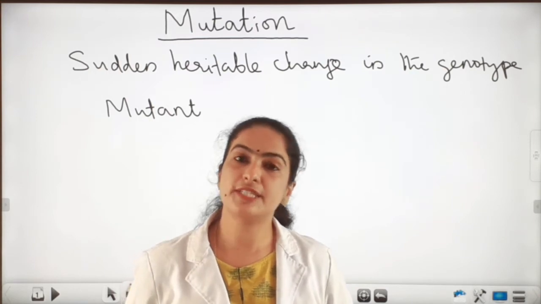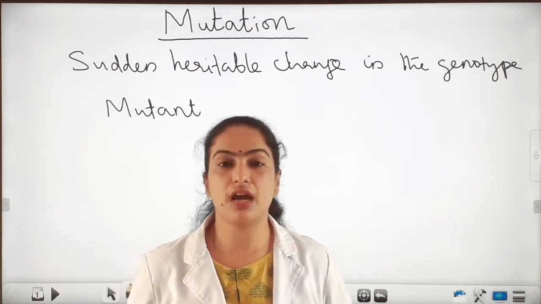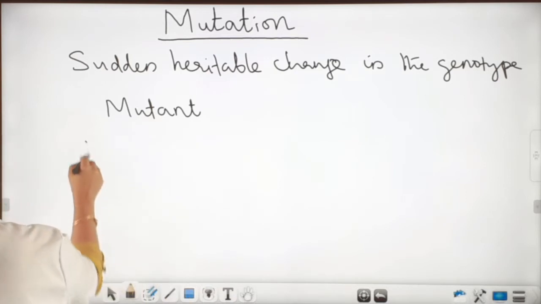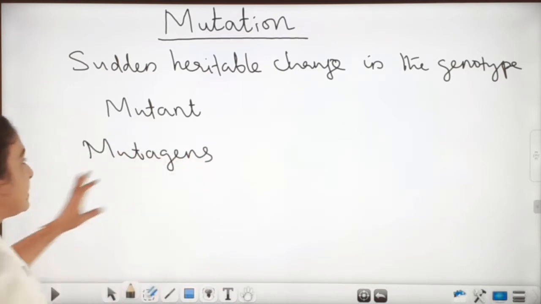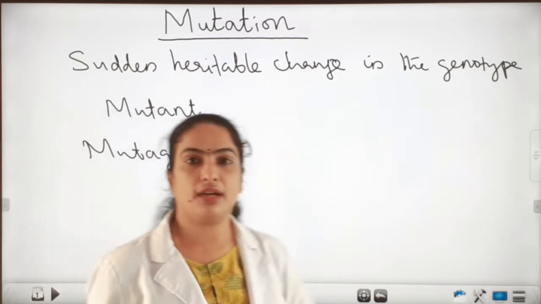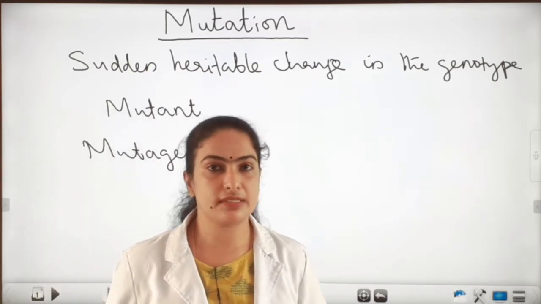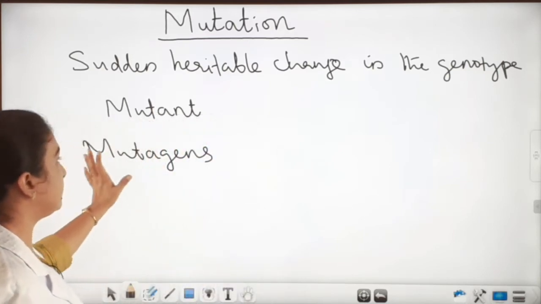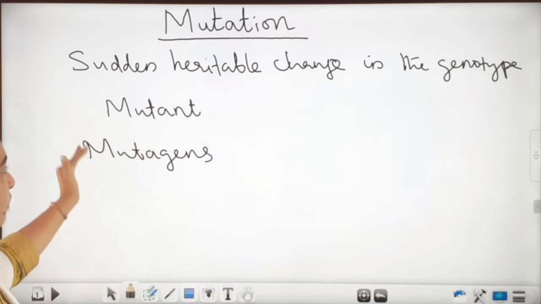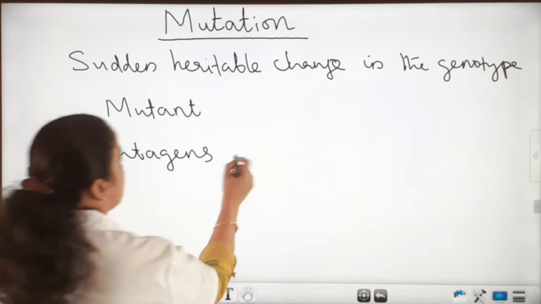And the factors which cause mutation are called mutagens. So mutagens are the factors which cause mutation. Is it clear about mutation? Let's see which are the factors that cause mutation, or which are the factors that act as mutagens.